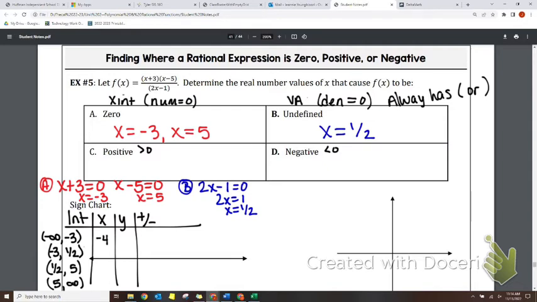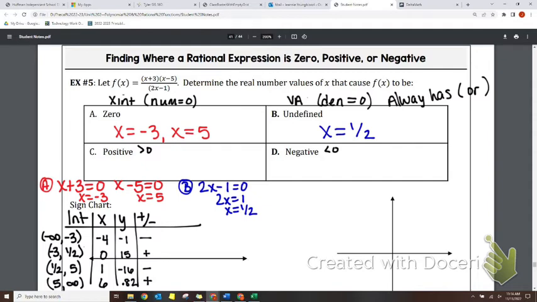All right, so we're going to pick a number in each of these intervals, and we're going to plug those into our equation to see what we get. When I plug in negative 4, I get negative 1. When I plug in 0, I get 15. When I plug in 1, I get negative 16. And when I plug in 6, I get approximately 0.82, which is positive.